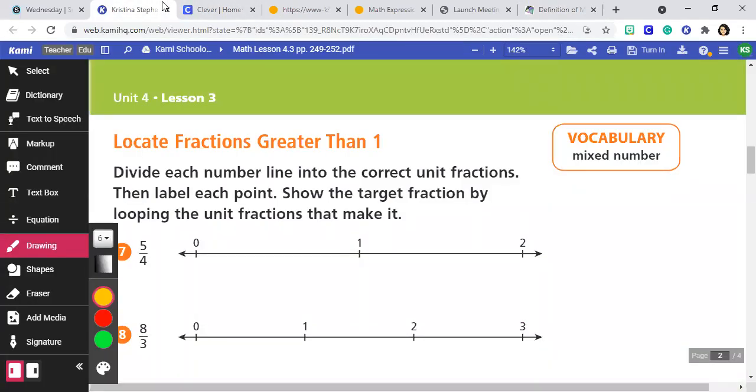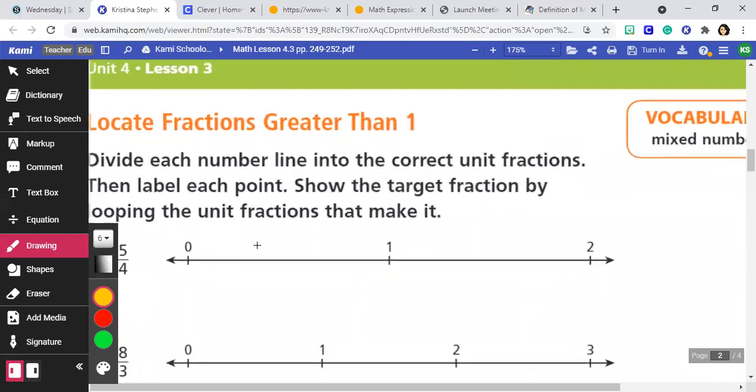So our directions are very much the same, but we want to be a little more careful here because our labels have changed. We don't just have 0 and 1. So for example, look at number 7 here. We've got 0, 1, and 2. Number 8, 0, 1, 2, 3. Okay, so we're going to have to take care when we are dividing our number line into the correct unit fractions. We're still going to do that, and we're still going to label each point, and we're still going to show the target fraction by looping the unit fractions that make it.